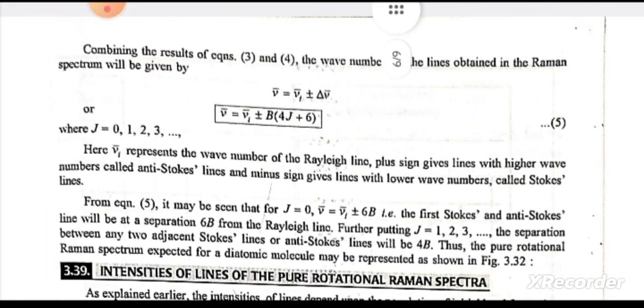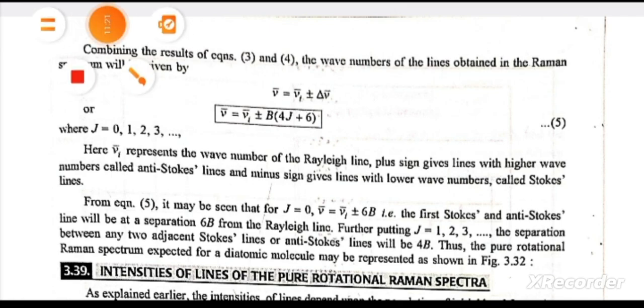Combining the results of the equations, the wave number of the lines obtained in the Raman spectrum will be given by v bar is equal to v i bar plus or minus delta v bar. That is, v bar is equal to v i bar plus or minus B into (4J plus 6), where J is equal to 0, 1, 2, 3. Here v i represents the wave number of the Rayleigh line, the plus sign gives lines with higher wave number called anti-Stokes lines, and the minus sign gives lines with lower wave number called Stokes lines.